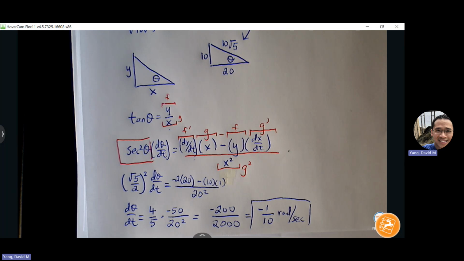Cosecant is related to sine, right? Let's think about what sine is. Cotangent, we know that that's probably one for one.